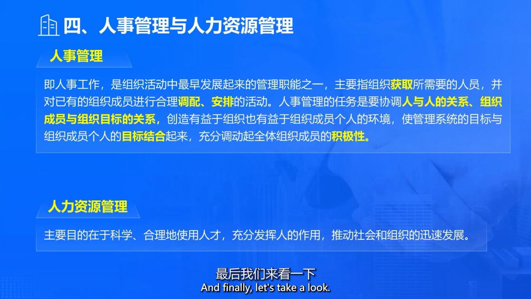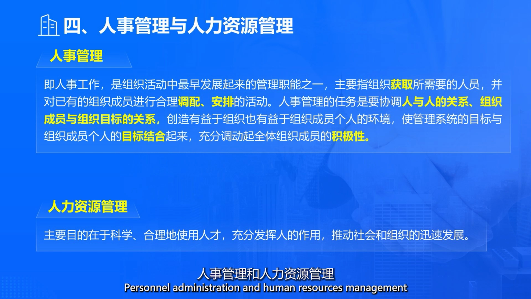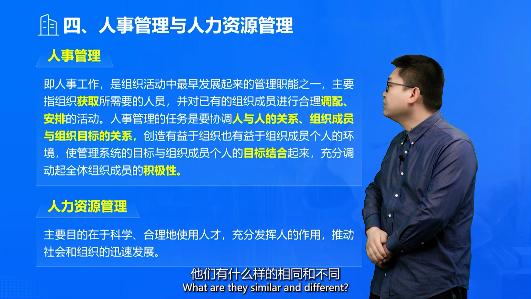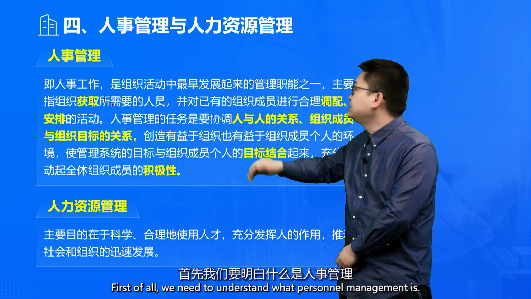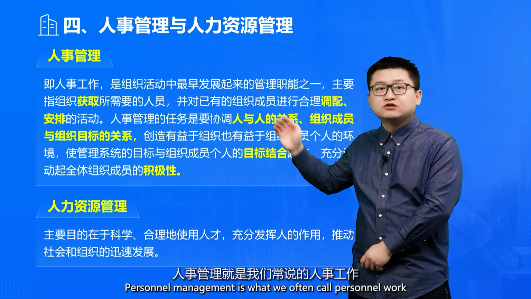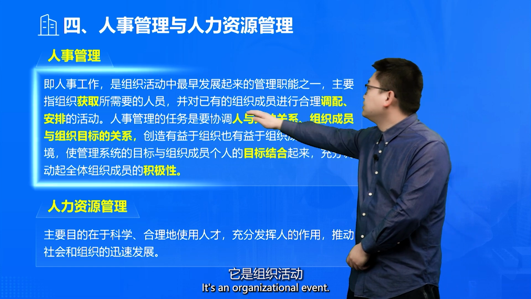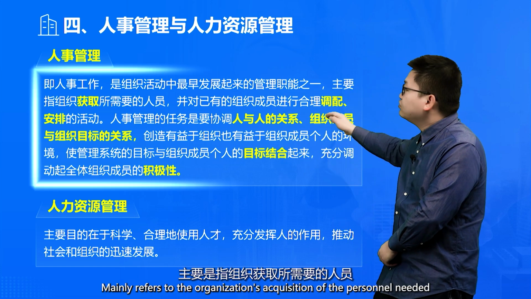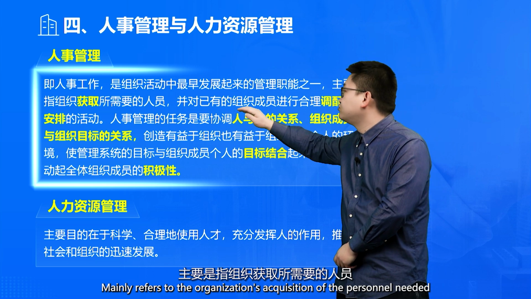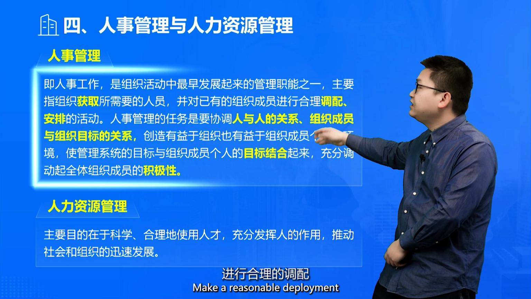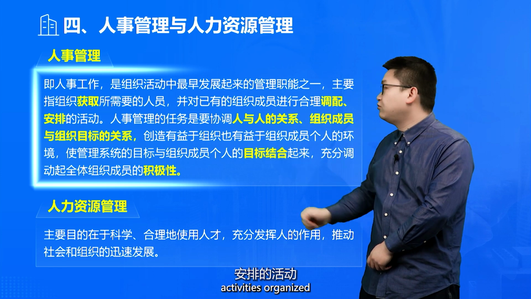And finally, let's take a look at personnel administration and human resources management. What are they similar in and different in? First of all, we need to understand what personnel management is. Personnel management is what we often call personnel work. It's an organizational activity, one of the earliest management functions that developed. It mainly refers to the organization's acquisition of the personnel needed and the reasonable deployment of the members of the organization that already exist.